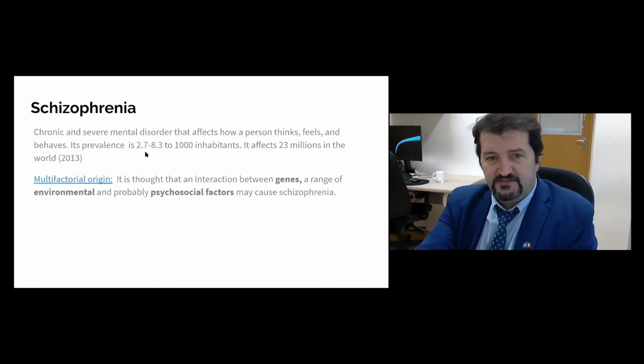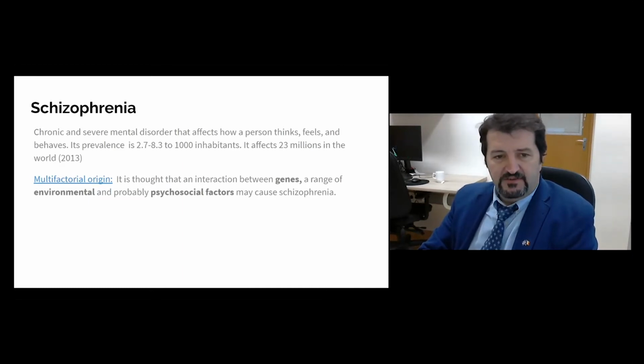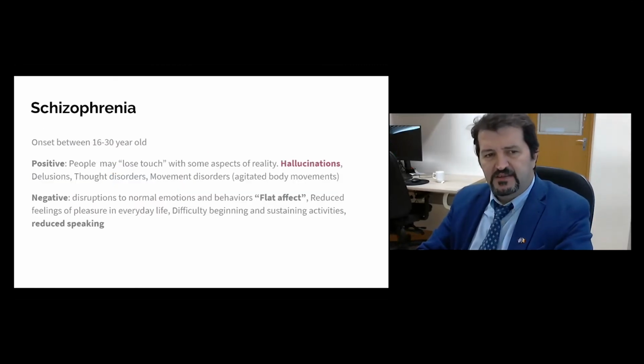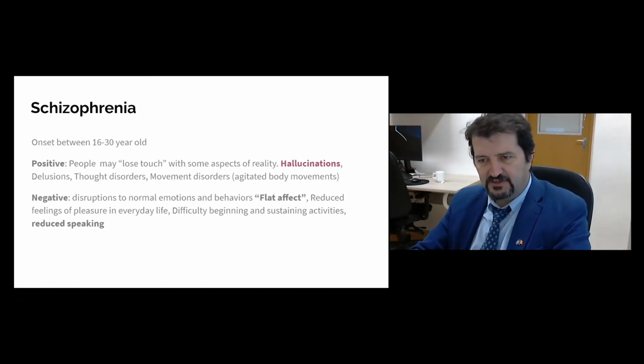Schizophrenia is a chronic and severe mental disorder that affects how a person thinks, feels, and behaves, and it has a multifactorial origin. It is thought that an interaction between genes, environmental, and probably psychosocial factors may cause schizophrenia. It has different types of symptoms: positive, negative, and cognitive. We are now talking about positive symptoms like hallucinations. These are important for our work.